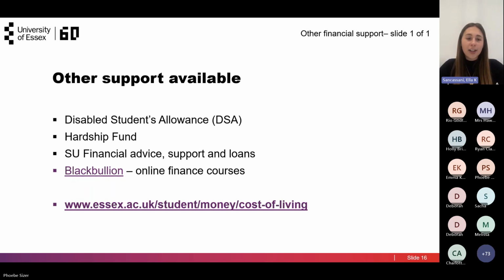There's also online finance courses provided by Blackbullion, which is a great online resource to help them start thinking about how to manage their money at university. And then on our website as well, we've got some additional support available, essex.ac.uk/studentmoney/costofliving. This outlines some of the support that we have for students when they are with us at the University of Essex.